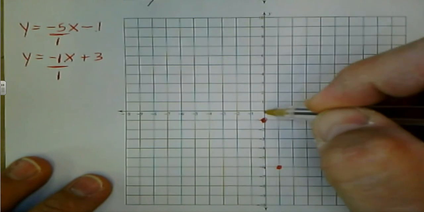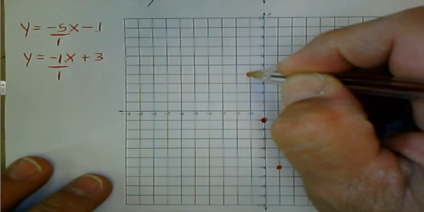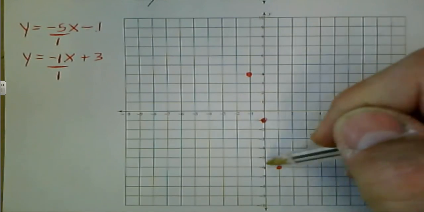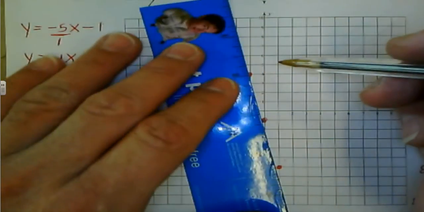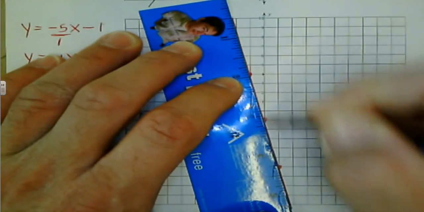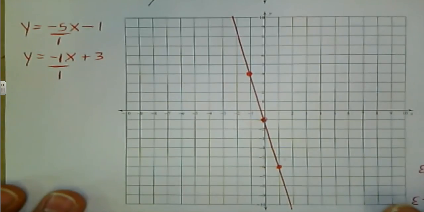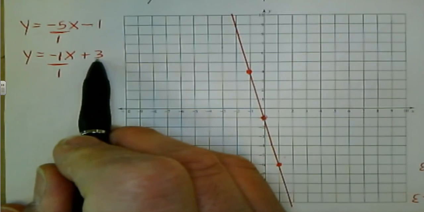Now let's do it in reverse. We're going to go up 5 spaces and then left 1. We do it complete opposite. The first one's on the right side of the y-axis, the other one's on the left side of the y-axis. And draw our line. Go to our next one.